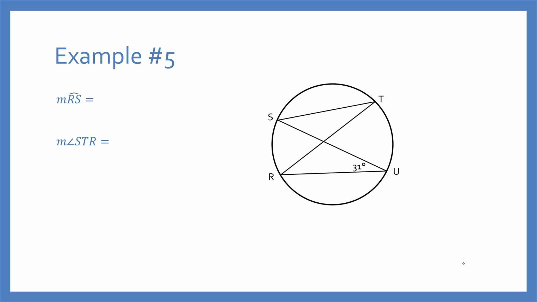All right, let's explore another theorem here. Find the measure of arc RS. Here's arc RS here in green, and we want its measure. That means we're going to need an inscribed angle. Here's an inscribed angle. It has a measure of 31 degrees. So 2 times my angle equals my arc. 2 times 31 equals 62. So the measure of my arc RS is 62 degrees.